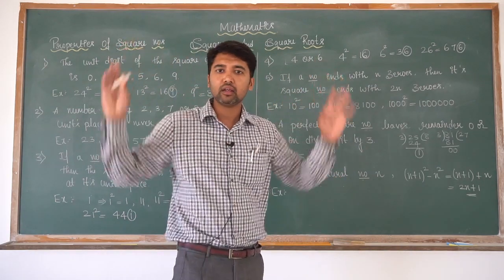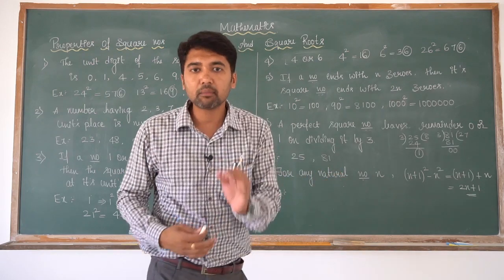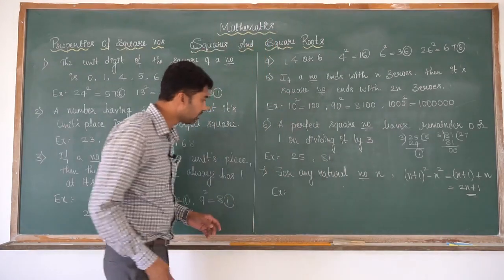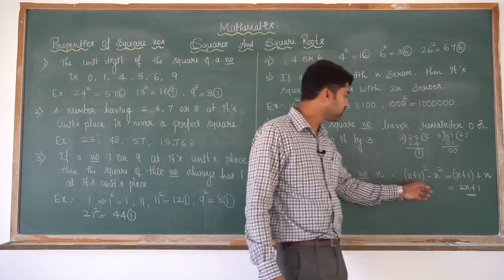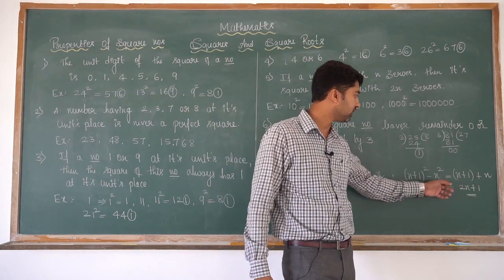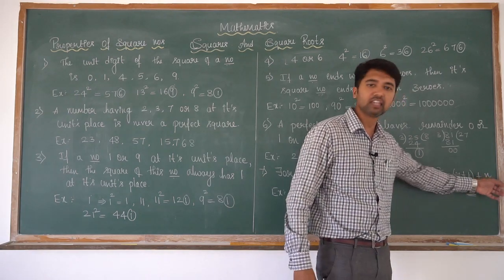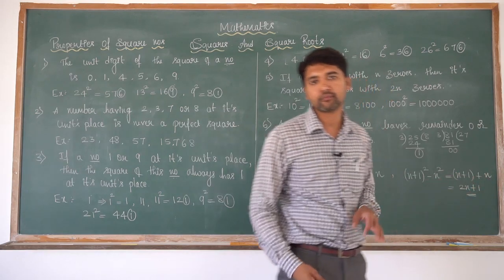Take any big number, square number, if you divide it by 3, the remainder will be clearly 0 or 1. Next, for any natural number n, (n plus 1) whole square minus n square will be in the form of n plus 1 plus n, or it can be taken as 2n plus 1.